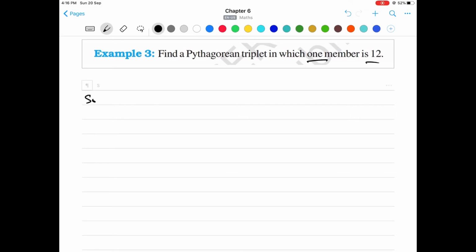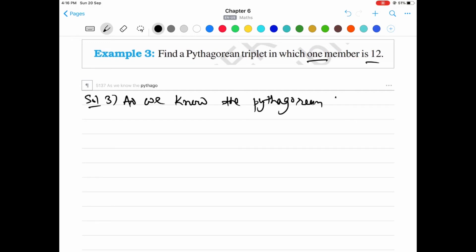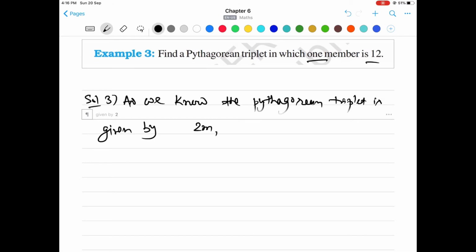So let's write its solution number 3. We'll assume that first, as we know, the Pythagorean triplet is given by 2m, m square plus 1 and m square minus 1.